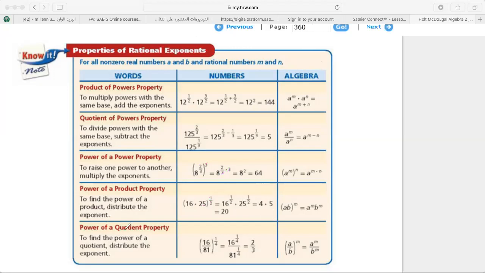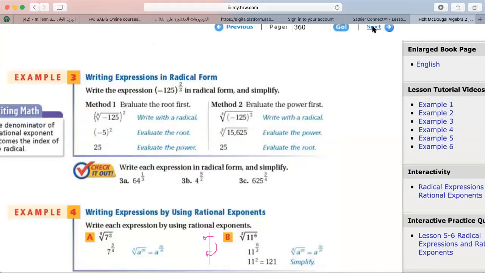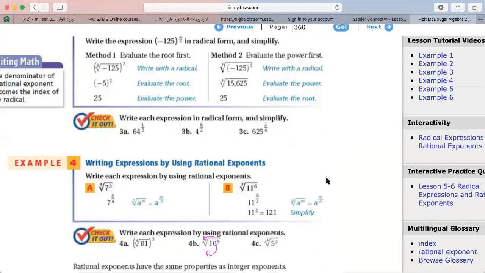Okay, power of a quotient property. To find the power of a quotient, distribute the exponent. So 16 over 81, to the power 1/4. The 1/4 will be distributed here, and 1/4 here, so it will be 16 to the power 1/4 over 81 to the power 1/4. So it will be 2 over 3. Okay, let's go to the second page to see more examples.